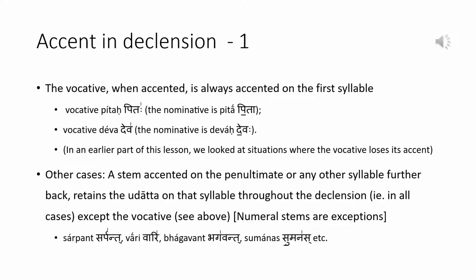Let us now look at the rules of accentuation in declensions. The vocative, when accented, is always accented on the first syllable. Let us look at the other cases.